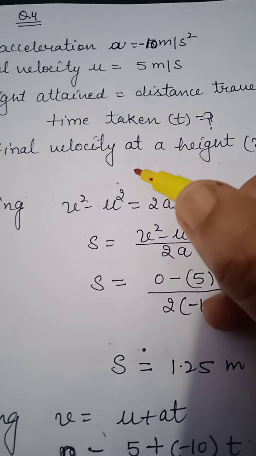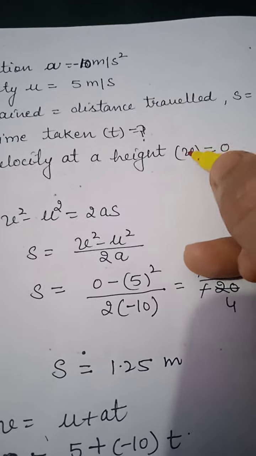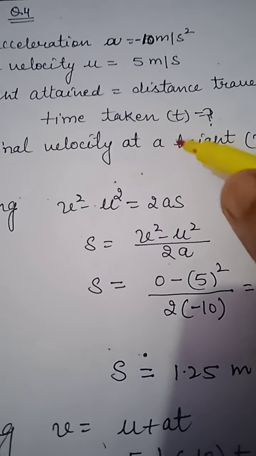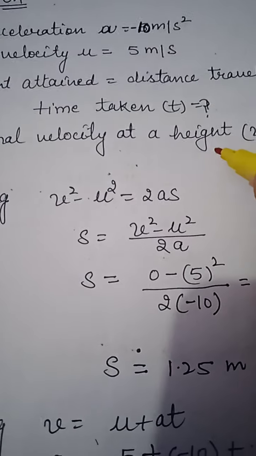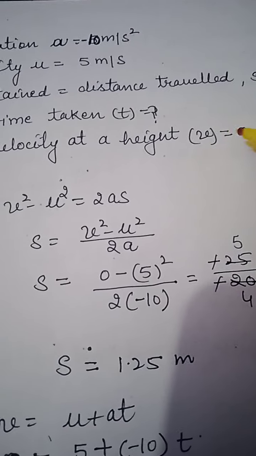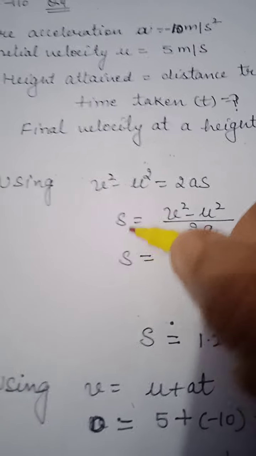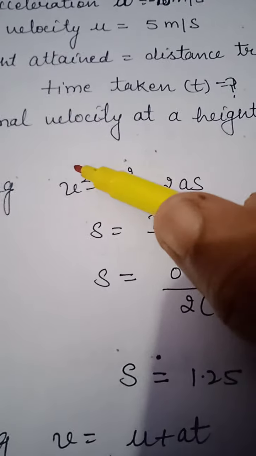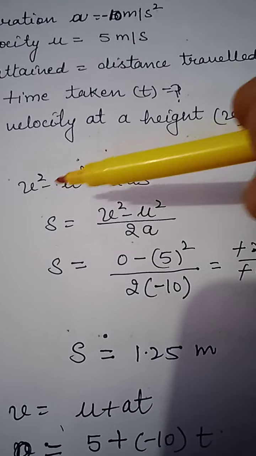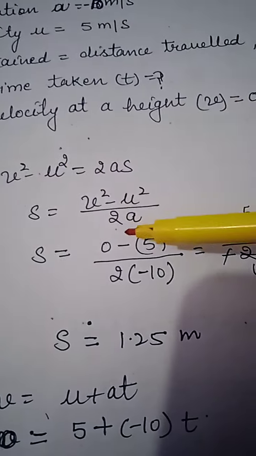Now, remember, the final velocity at the highest point, that is v, is equal to 0. Always, for the height attained by the particle, the final velocity of the particle at the highest point is 0, that is v is equal to 0. Now we have to calculate the distance traveled by the particle. For this we will use the distance formula, v square minus u square is equal to 2as, and from here s is equal to v square minus u square upon 2a.